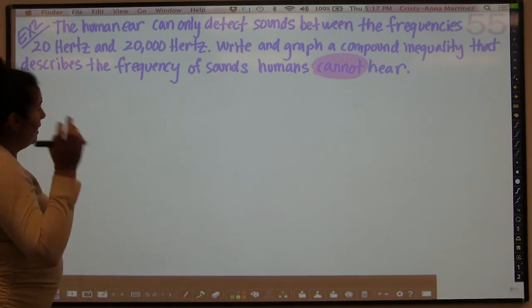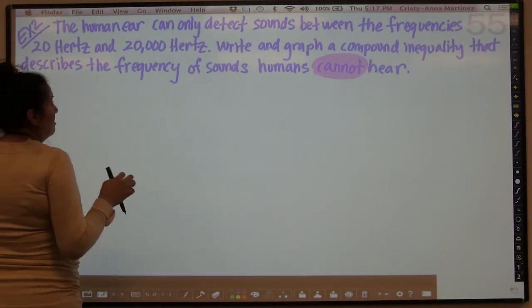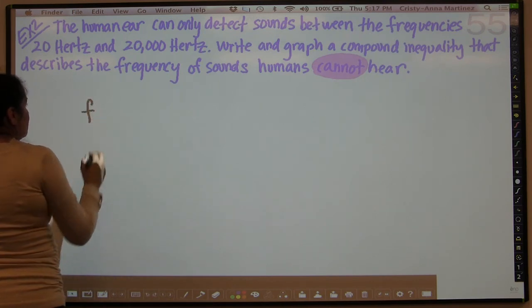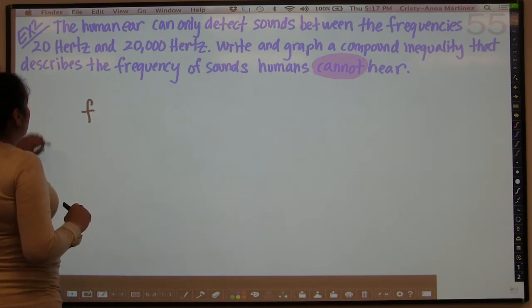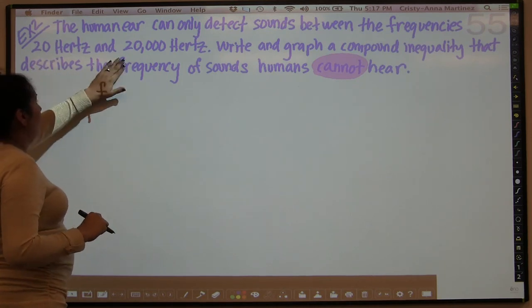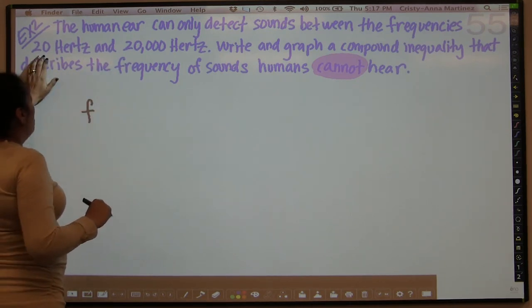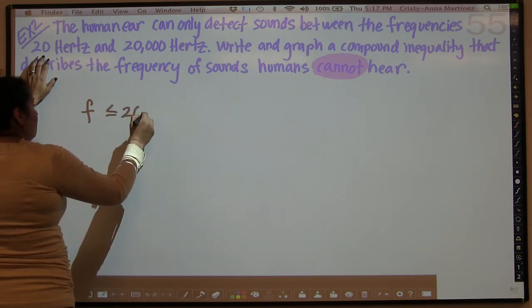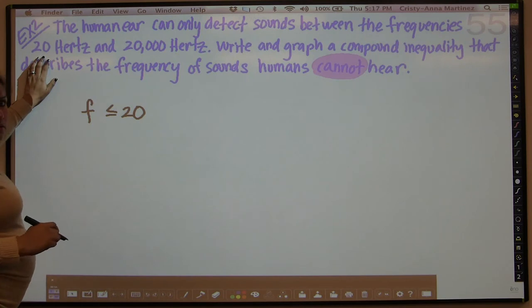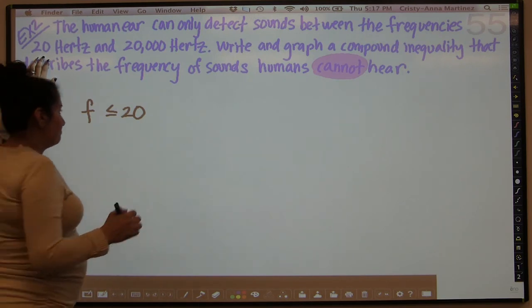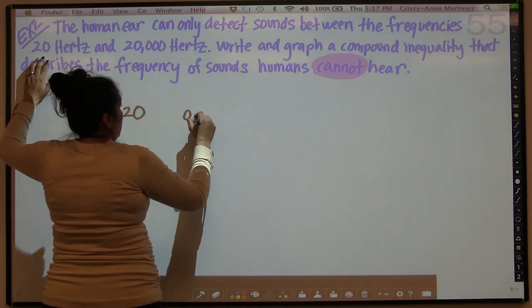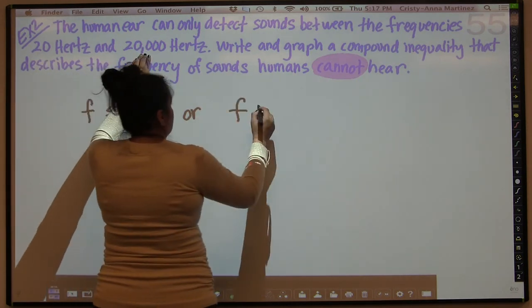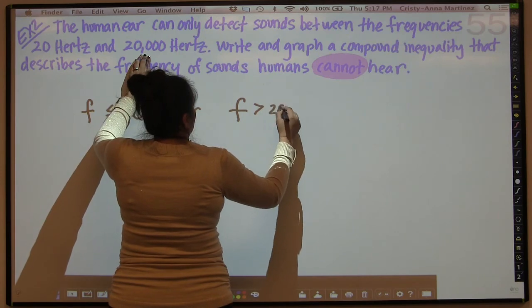But it's not, okay? The sounds that humans cannot hear is going to be F for frequencies, okay? You can hear everything between 20 and 20,000, but you can't hear stuff that's smaller than 20. So that's going to be F less than or equal to 20 represents frequencies that we cannot hear. And then you have, or, if it's larger than 20,000, you can't hear those either.